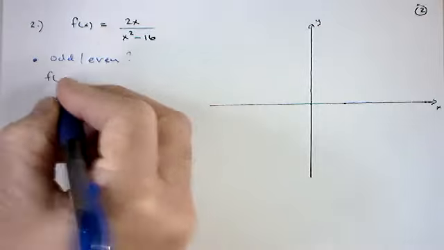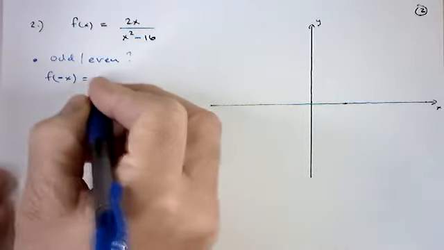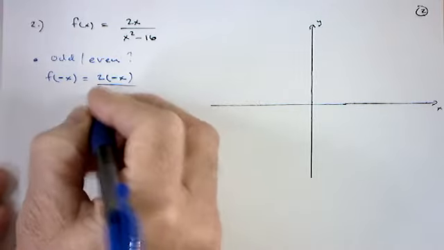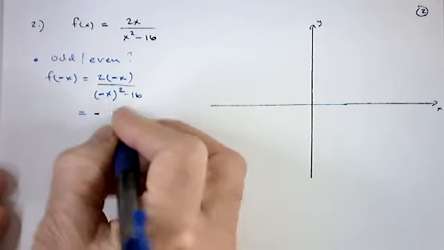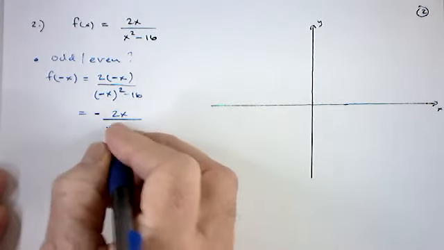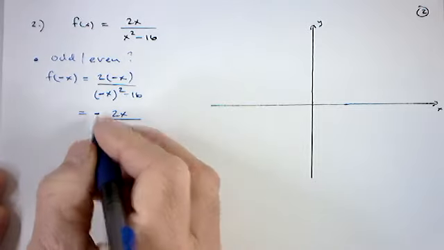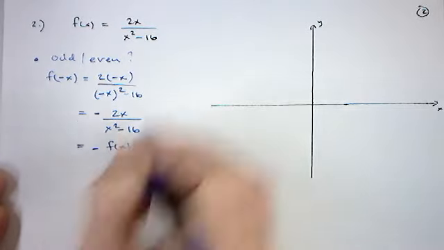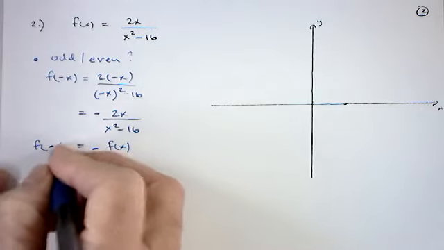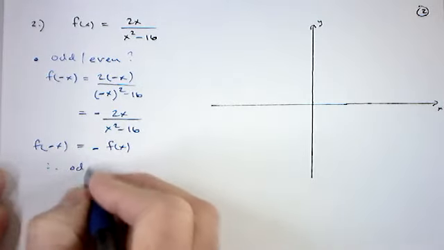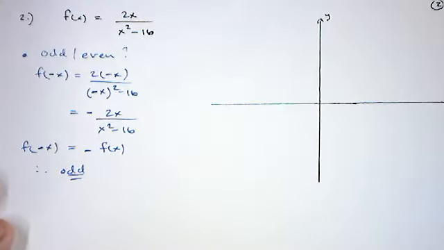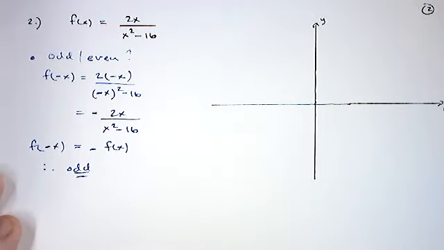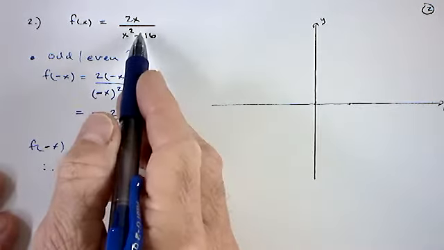But if I replace my x's with negative x's, two times negative x is really negative 2x, and the denominator is just going to stay the same. I can see that this is just the negative of my original function at the top, and that makes this an odd function. So it's going to have symmetry about the origin. Okay, so then we'll pick up with our intercepts.